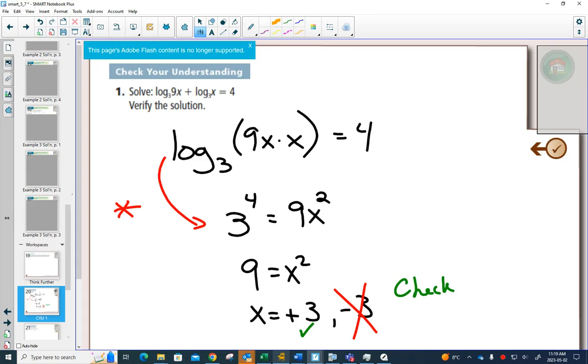Questions for practice on this one? Circle 3, 4, and 9.